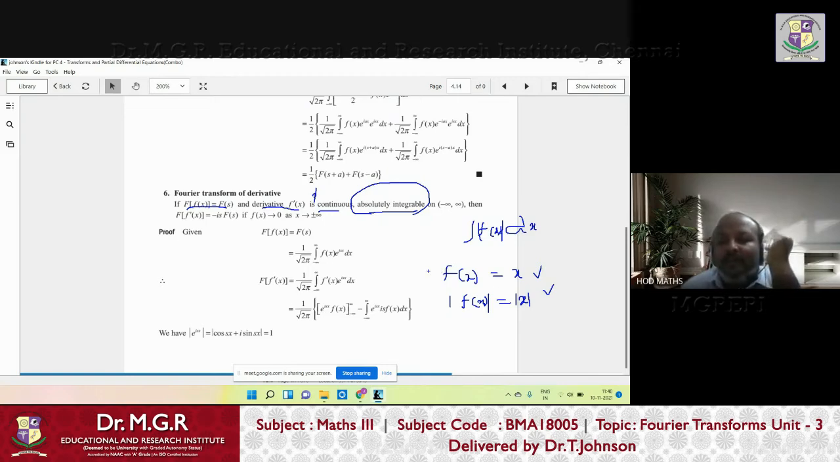But what is the difference between f of x and mod f of x? For any value of x, f of x can take a positive value or a negative value. Suppose f of 2 is 2. Similarly, f of minus 2 is minus 2. But whenever you take the modulus of a function, whatever the value of x, because x is a real number, you know.